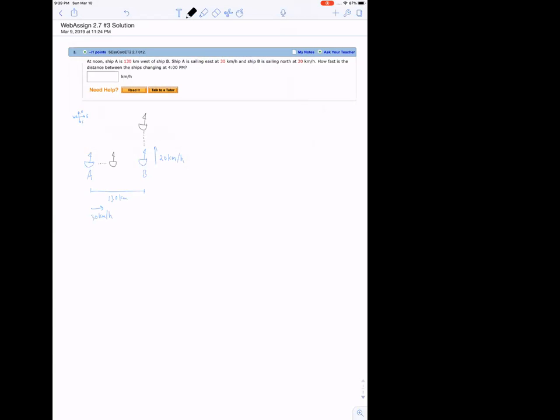And now we need to identify something about, let's see, how fast is the distance between the ships changing at 4 p.m.? Okay, so that means after 4 hours, they will have moved to a certain position, and we want to know how fast the distance between them is changing. So the distance from ship A at this moment to ship B at that moment, well, that's the distance here to here between the ships. So that must be a quantity that we care about.